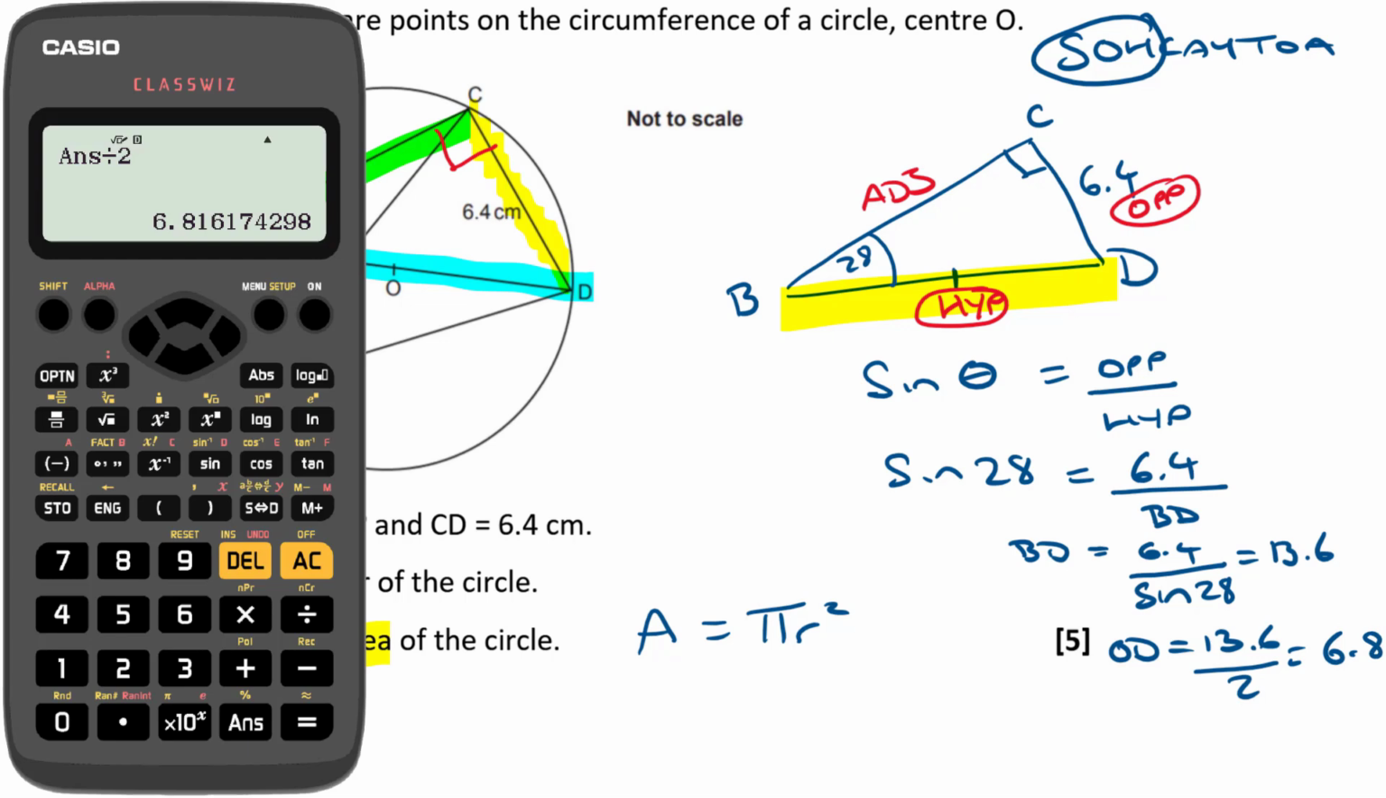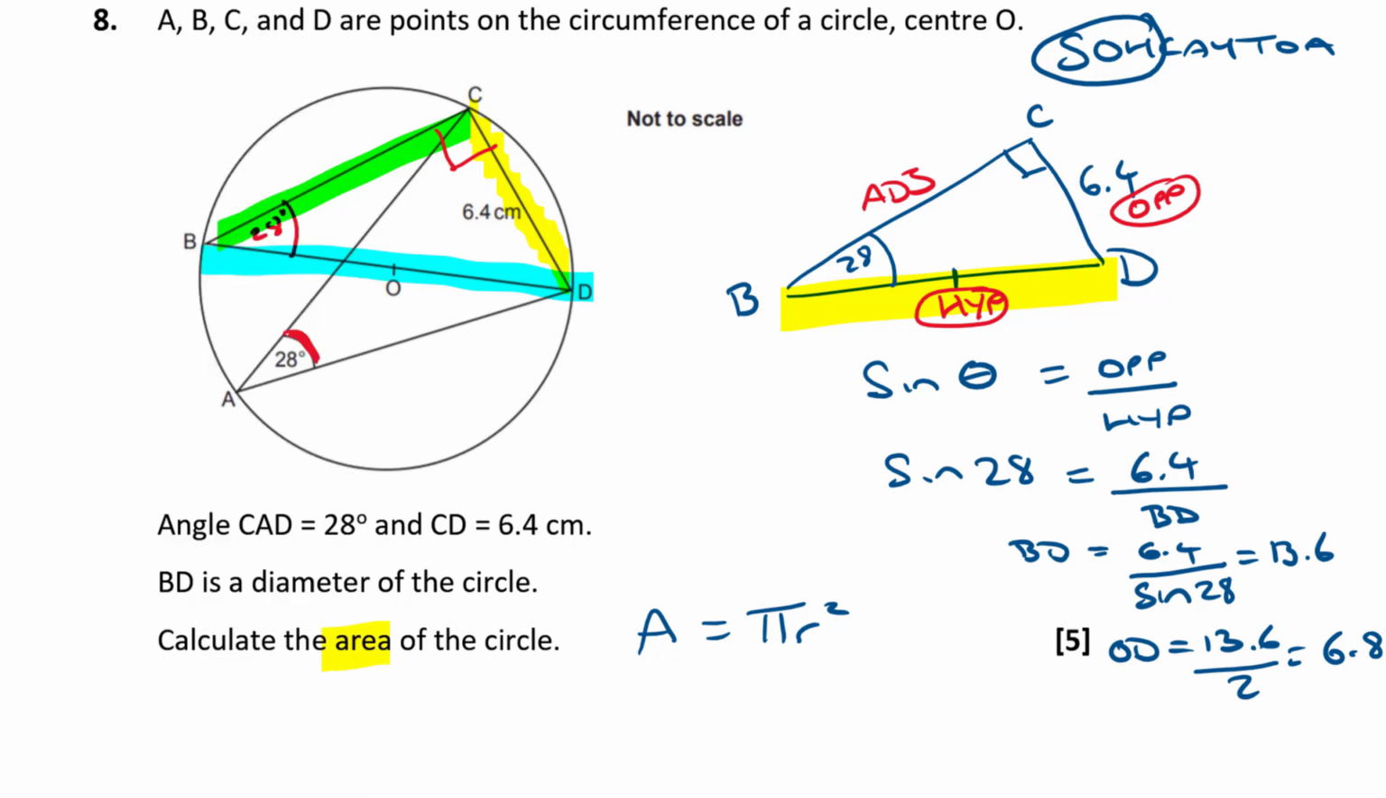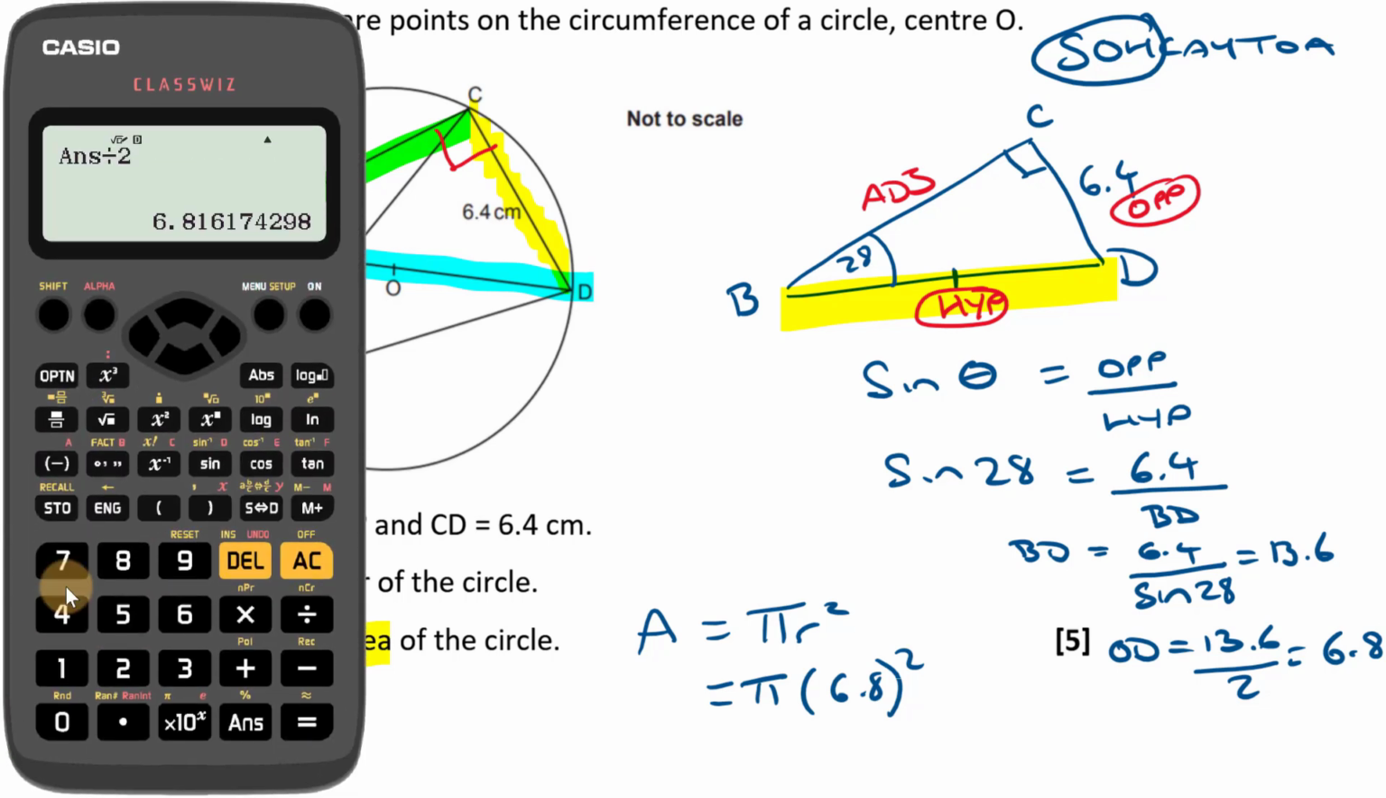Okay, so now I know the radius, I can work out the area of the circle. So coming back to my formula from before, area of the circle is pi r squared, which is pi times 6.8 squared. Now I've written down 6.8, but I'm just going to use the whole calculator value that I've got just to retain accuracy. So I'm going to take my answer from my previous calculation, square it, and times it by pi.